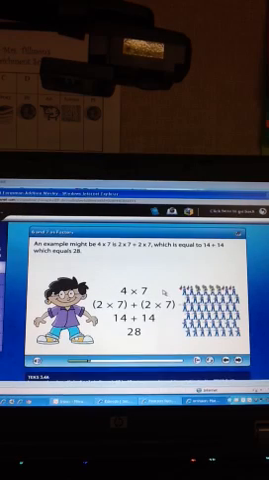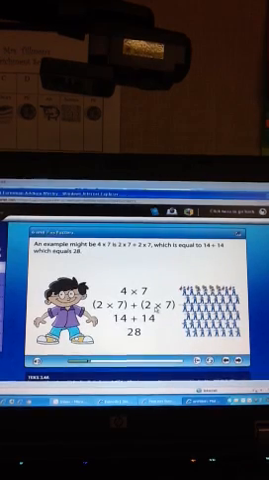And here they showed how they broke it up. They started with the 4 times 7. They broke it up into 2 times 7 plus 2 times 7. The product of this is 14. The product of this is 14. Adding those together equals 28. So 4 times 7 is 28.